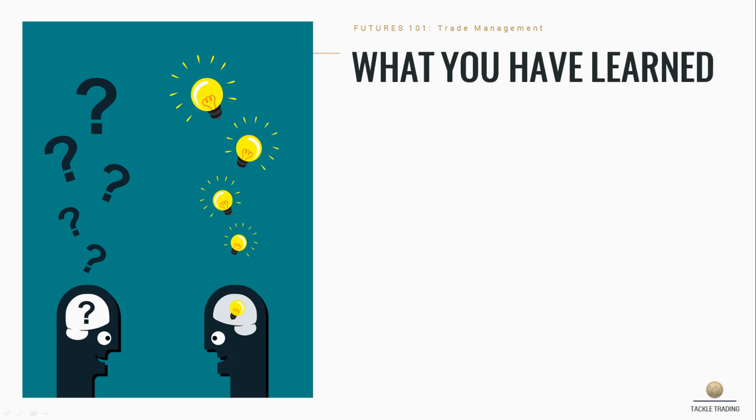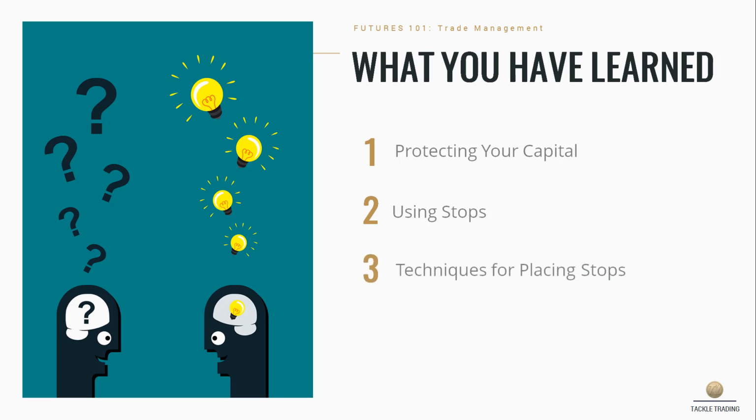Okay, so what did we learn in this module? Well, first of all, we talked about protecting your capital and how important that is. We also then spent time looking at stops, and we introduced different techniques for stops. We talked about what kinds of stops there are and different techniques for applying them, with the emphasis on practicing what is the right stop management strategy for you. And then finally, we talked about the number of contracts and how we should manage that and keep that small. Well, that's it for our Futures 101 course.